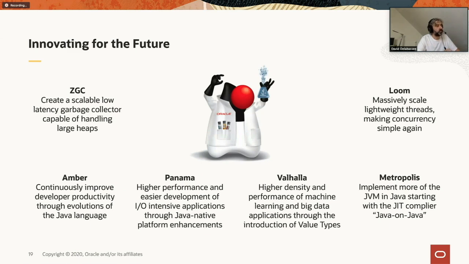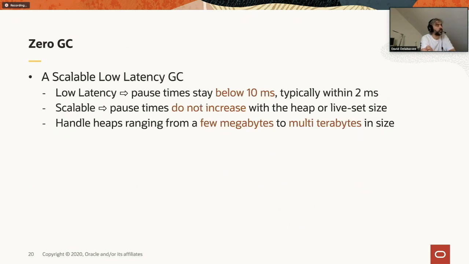So I'm going to discuss some of those today: ZGC, Amber, Panama, Valhalla, Metropolis, Loom, and so on. Very quickly, the first one that I want to discuss is ZGC, Zero GC. It's a low latency scalable garbage collector that we started to work on a few years ago. It was introduced as an experimental feature in Java 11. And the main goal of ZGC is basically to give you the lowest latency possible.